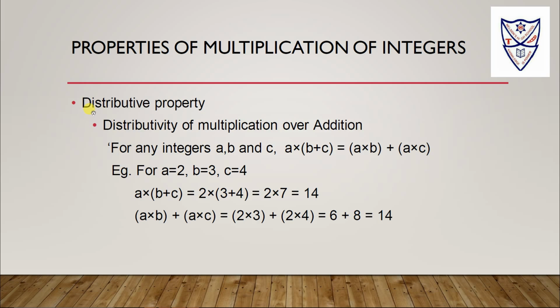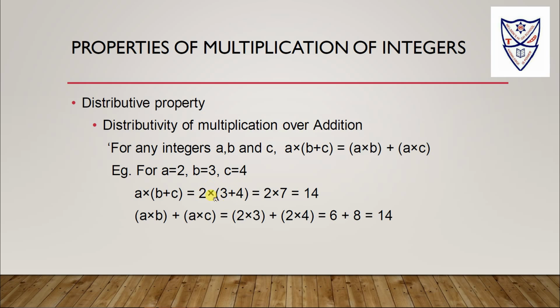Next, distributive property. First, distributivity of multiplication over addition. For any integers a, b and c, a multiplied by, in the bracket, b plus c is equal to a multiplied by b and a multiplied by c, and in between plus sign, that means a multiplied by b plus a multiplied by c. Let's see with one example. For a is equal to 2, b is equal to 3, c is equal to 4. A multiplied by, in the bracket, b plus c is equal to, put the values of a, b and c, that is 2 multiplied by, in the bracket, 3 plus 4.